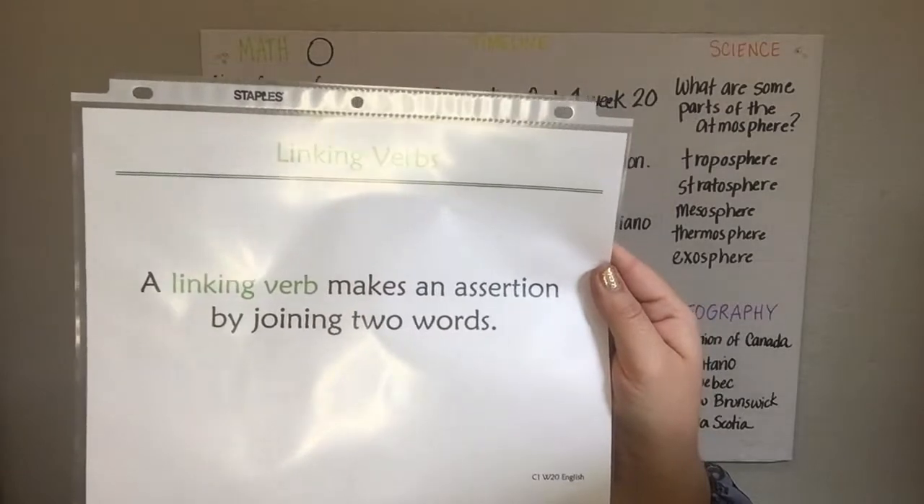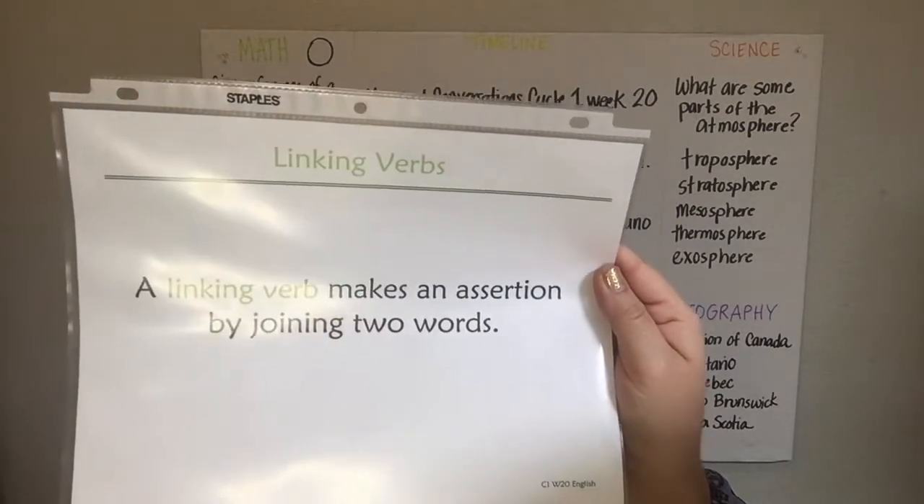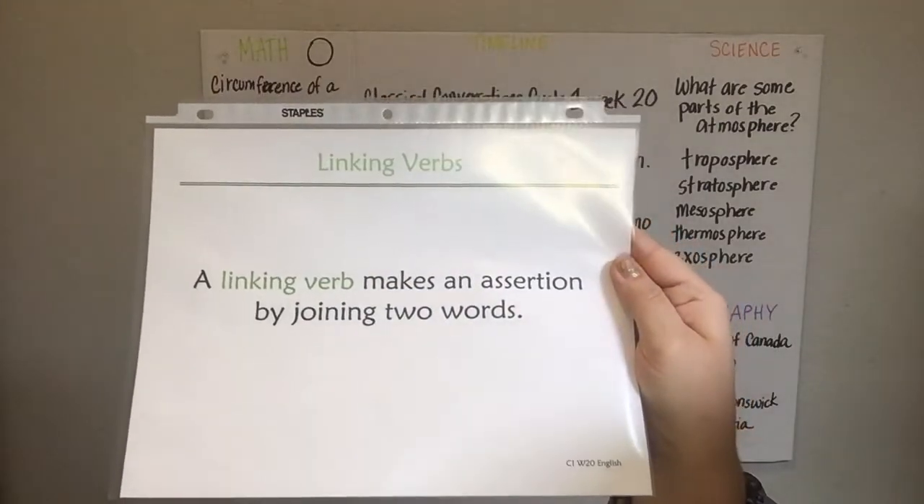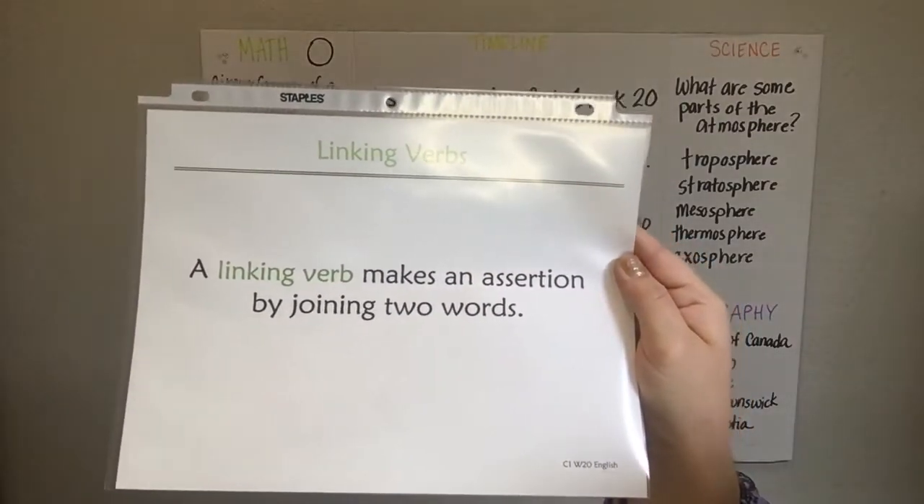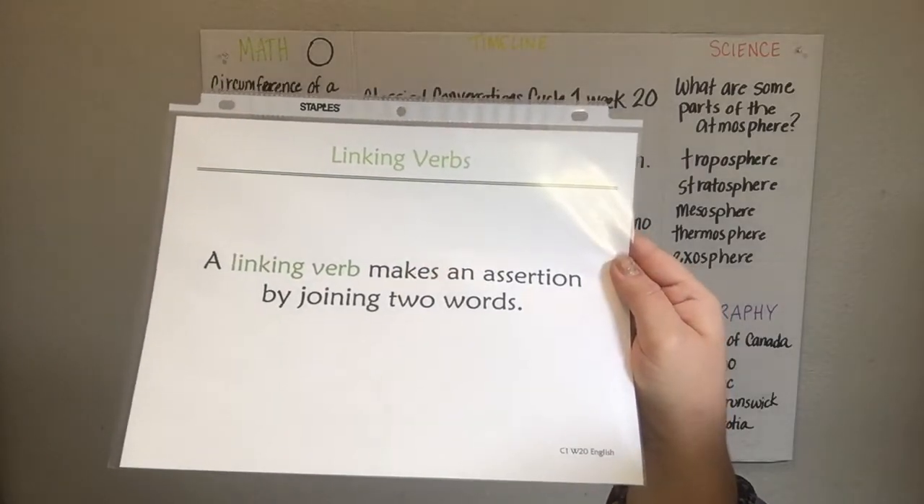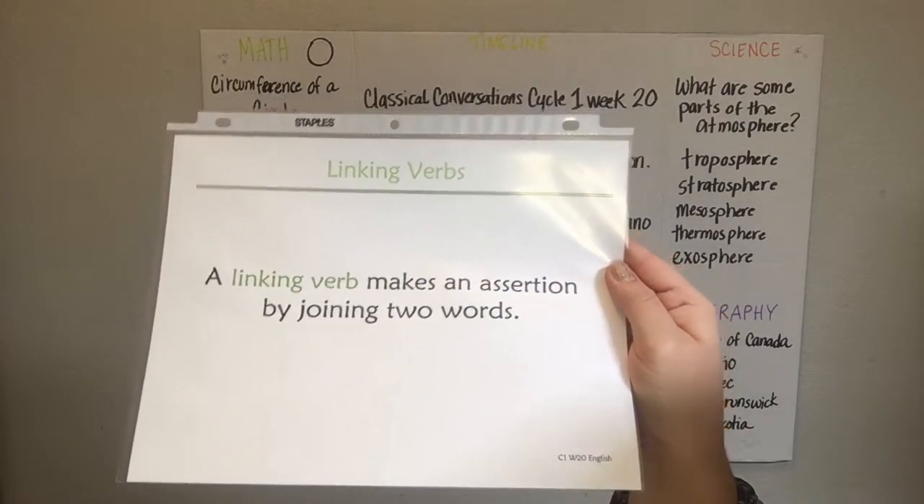A linking verb makes an assertion by joining two words.